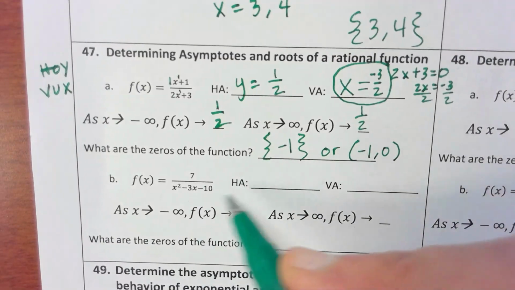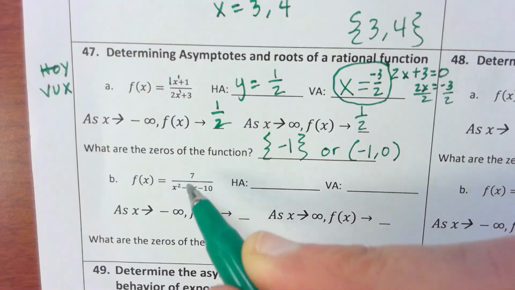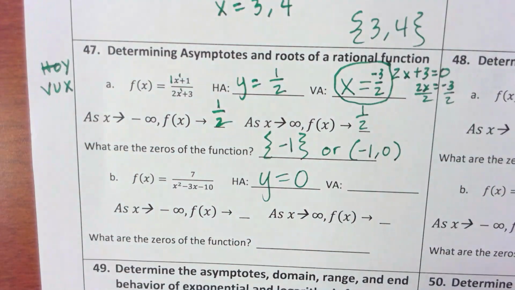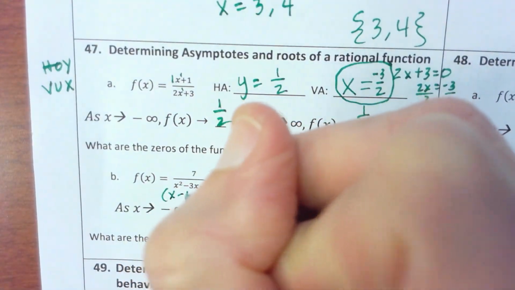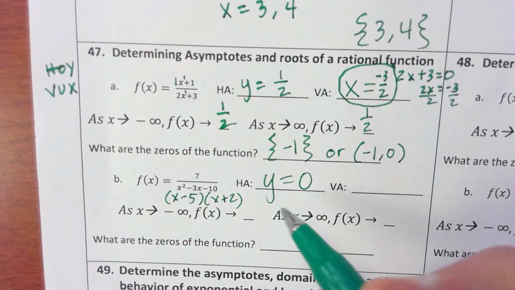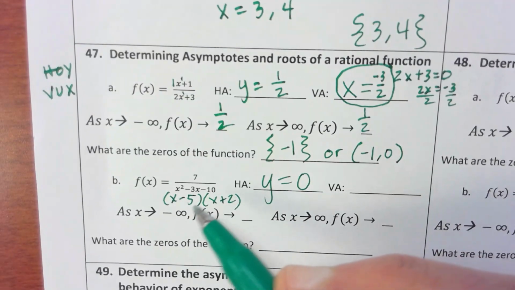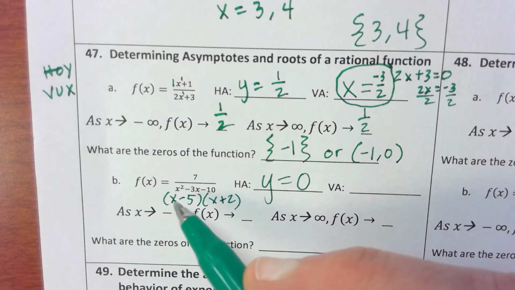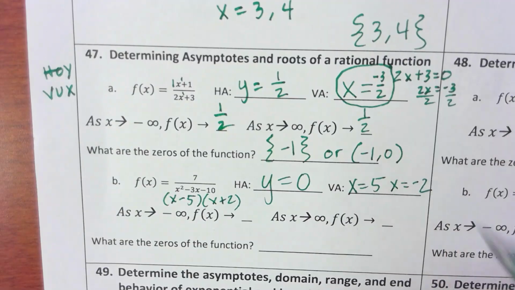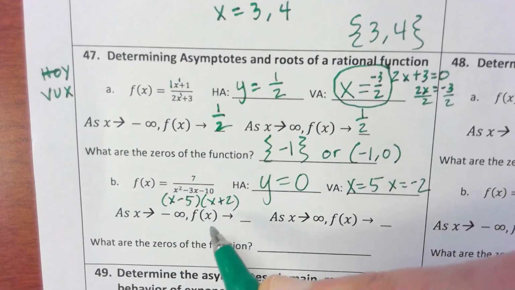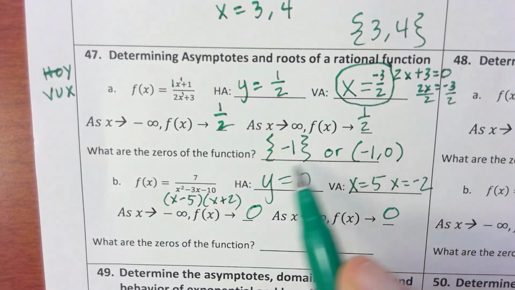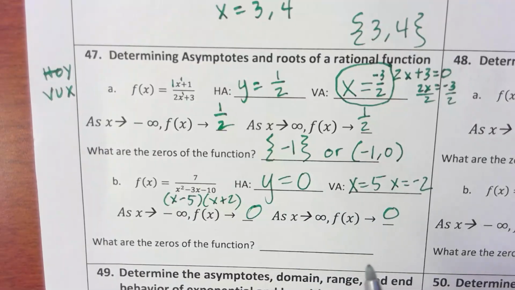Looking at the next one, again, for a horizontal asymptote, you have to look at the degree. The degree of the numerator is less than the degree of the denominator, so it's just automatic, y equals 0. To find the vertical asymptotes, we need the excluded values. What are the numbers that will make the denominator 0? One of them is 5, because that would turn that into a 0, and the other is negative 2. The end behavior, the graph always approaches the horizontal asymptote, sorry.